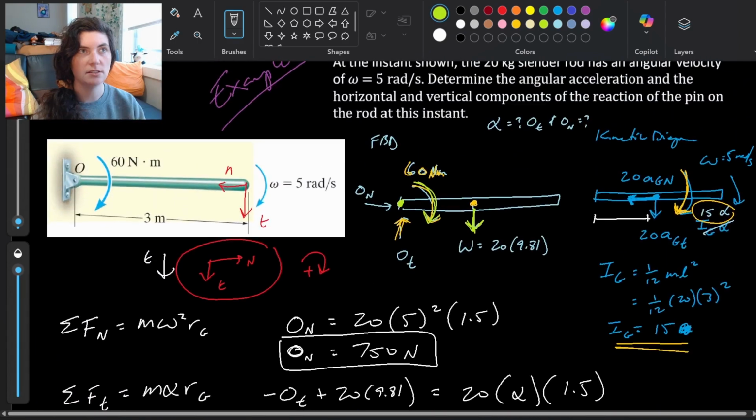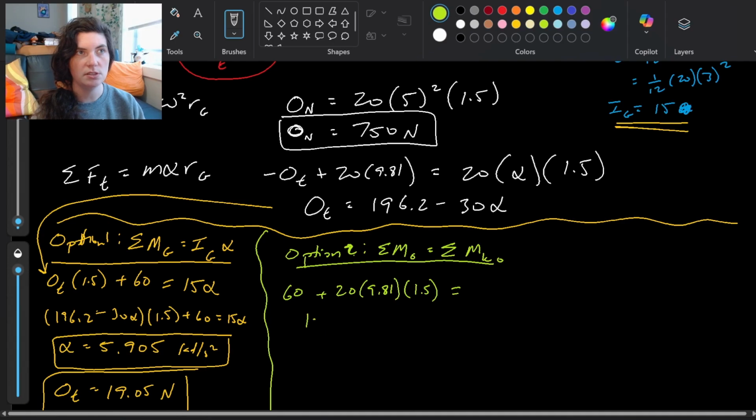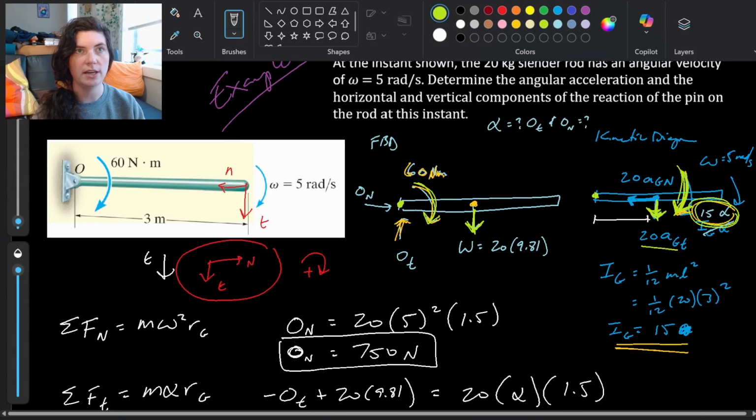So that's the left side, the left side from my free body diagram up here. And then what I'm going to do is take my moments about point O of my kinetic diagram. So now not only do I need to include this 15 alpha, but now I have to account for this tangential component of my acceleration. Right, so 15 alpha still comes with us. It's acting like an applied moment in the kinetic diagram. So this equals 15 alpha plus the moment caused by 20 AGT.